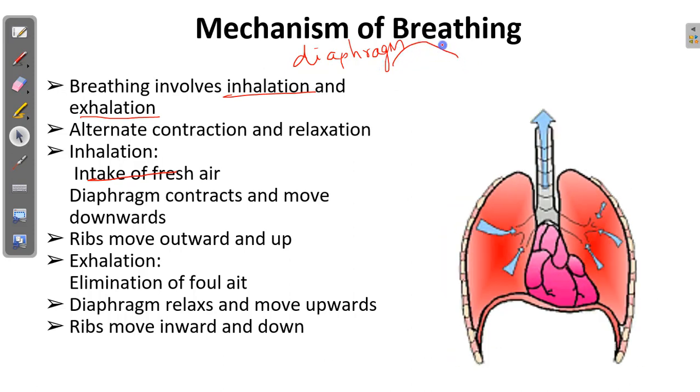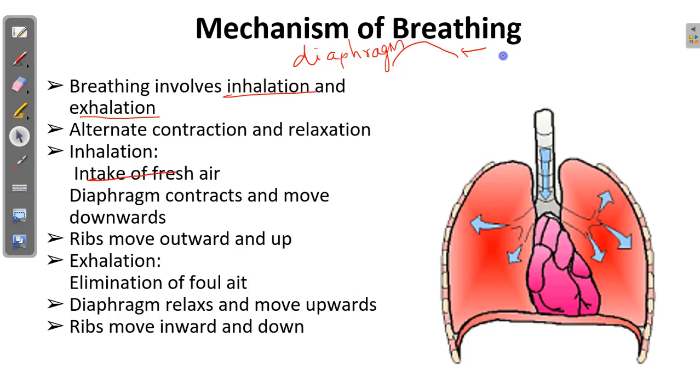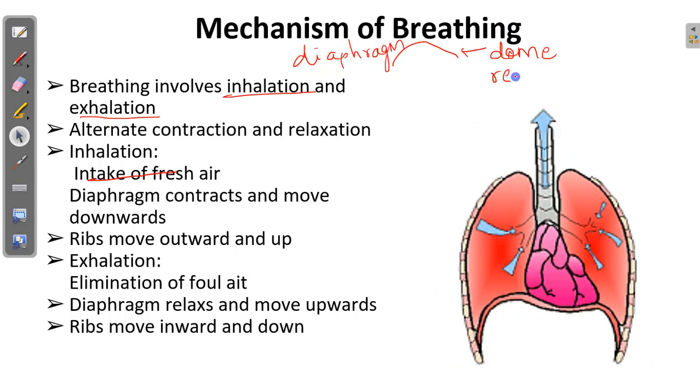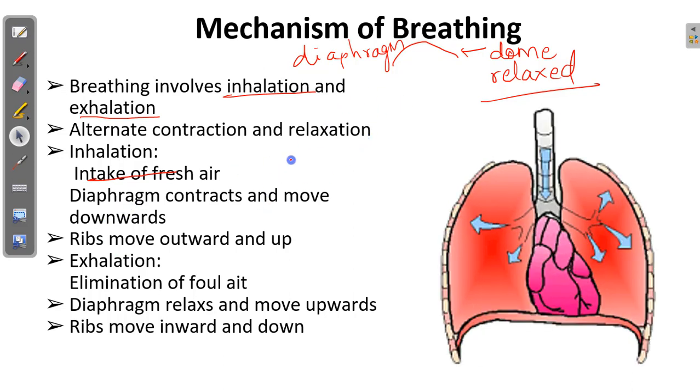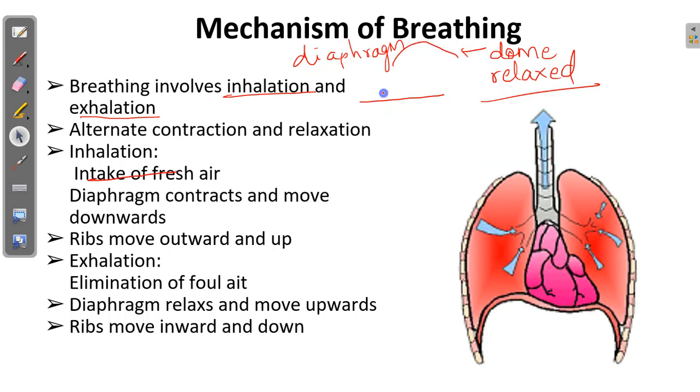When it is in relaxed state, it is dome shaped. We generally consider the relaxed state as a straight state, but here it is opposite. The diaphragm is dome shaped when it is in relaxed state. So initially the diaphragm is in dome shape. What happens during inhalation? The first step is that the diaphragm contracts and moves downwards. When the diaphragm contracts, it becomes straight like this, and because it was dome shaped, it comes downwards. So the first step is the diaphragm contracts and moves downwards.